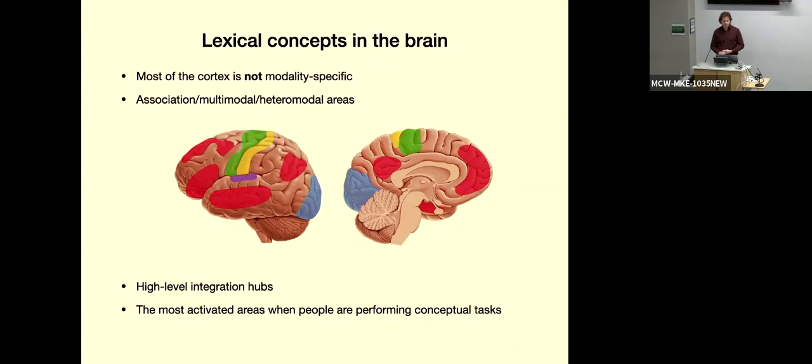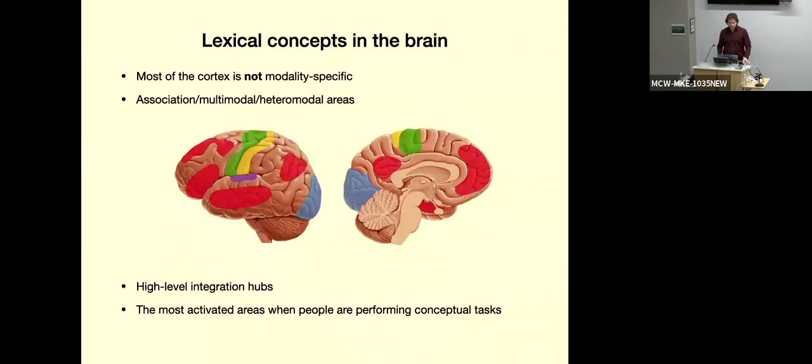But it turns out that these regions are also the regions that are the most active when you're doing a semantic task. So if you ask participants to think about the meanings of words or the meanings of pictures, and you compare that with other kinds of tasks that do not require semantic processing, then these areas are the ones that are the most activated. And we know this in part from the work of Dr. Binder, his famous meta-analysis from 2009.